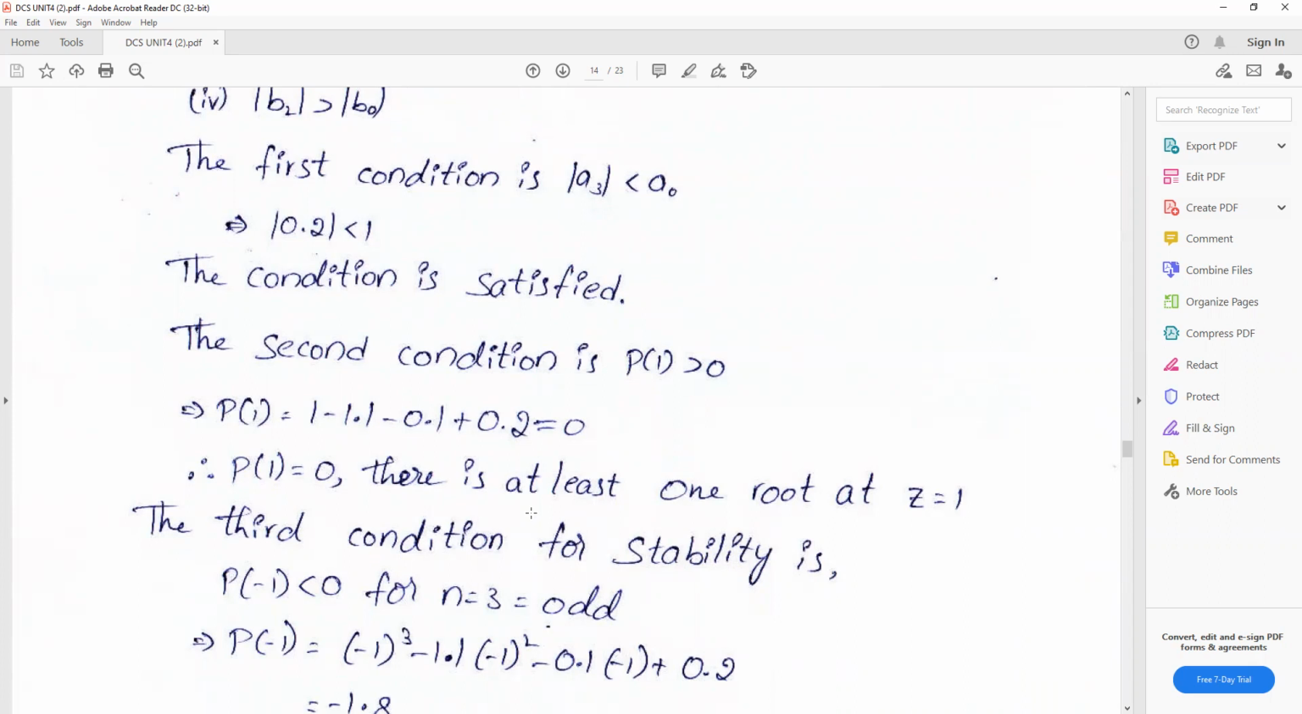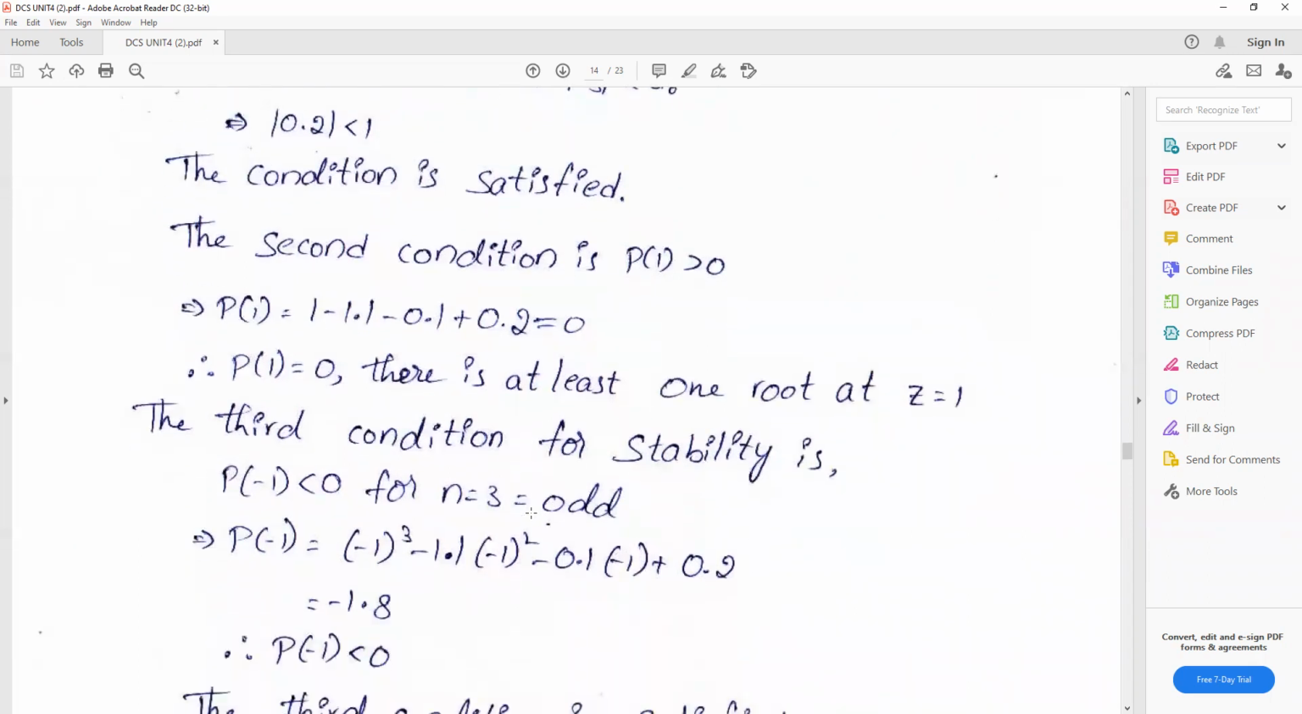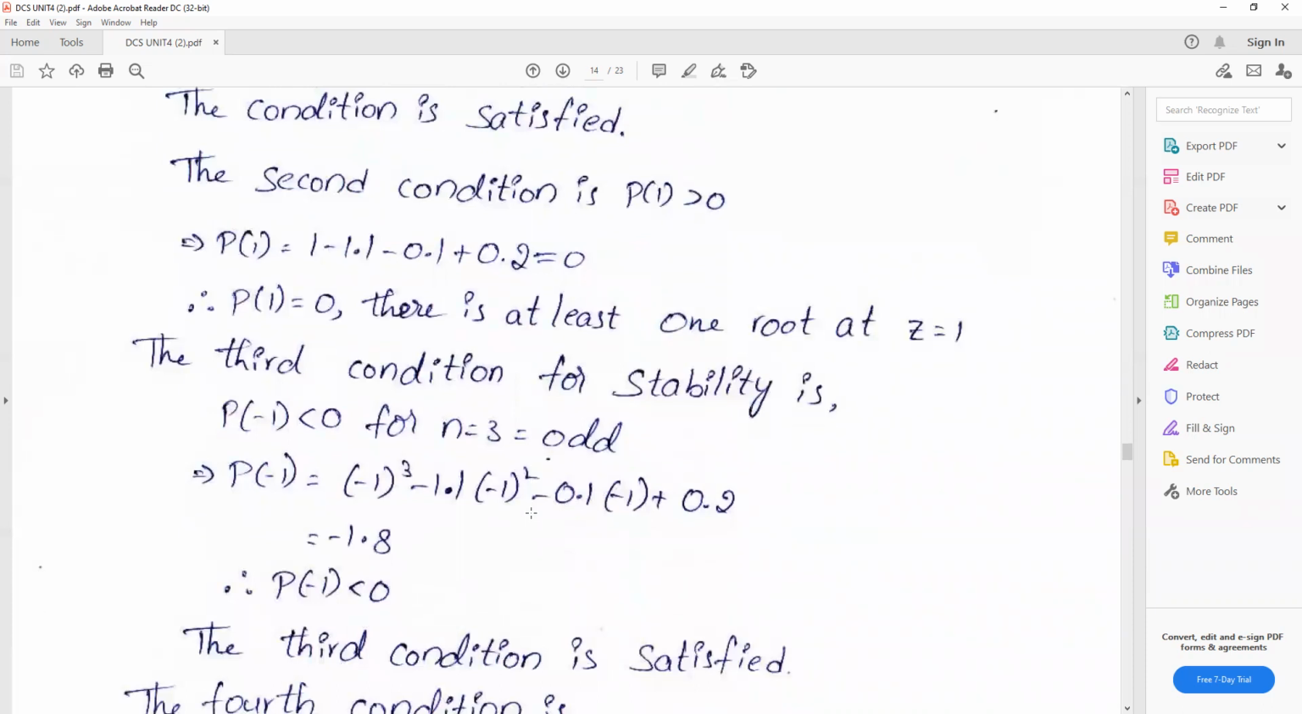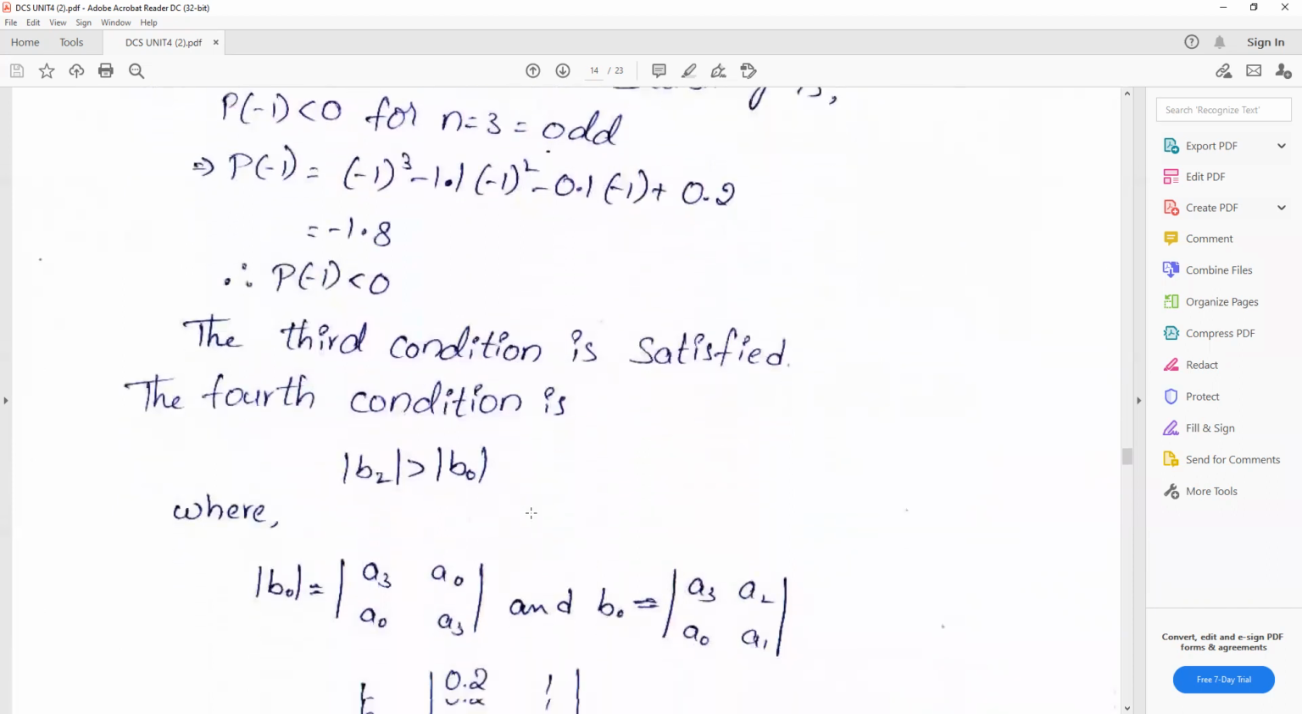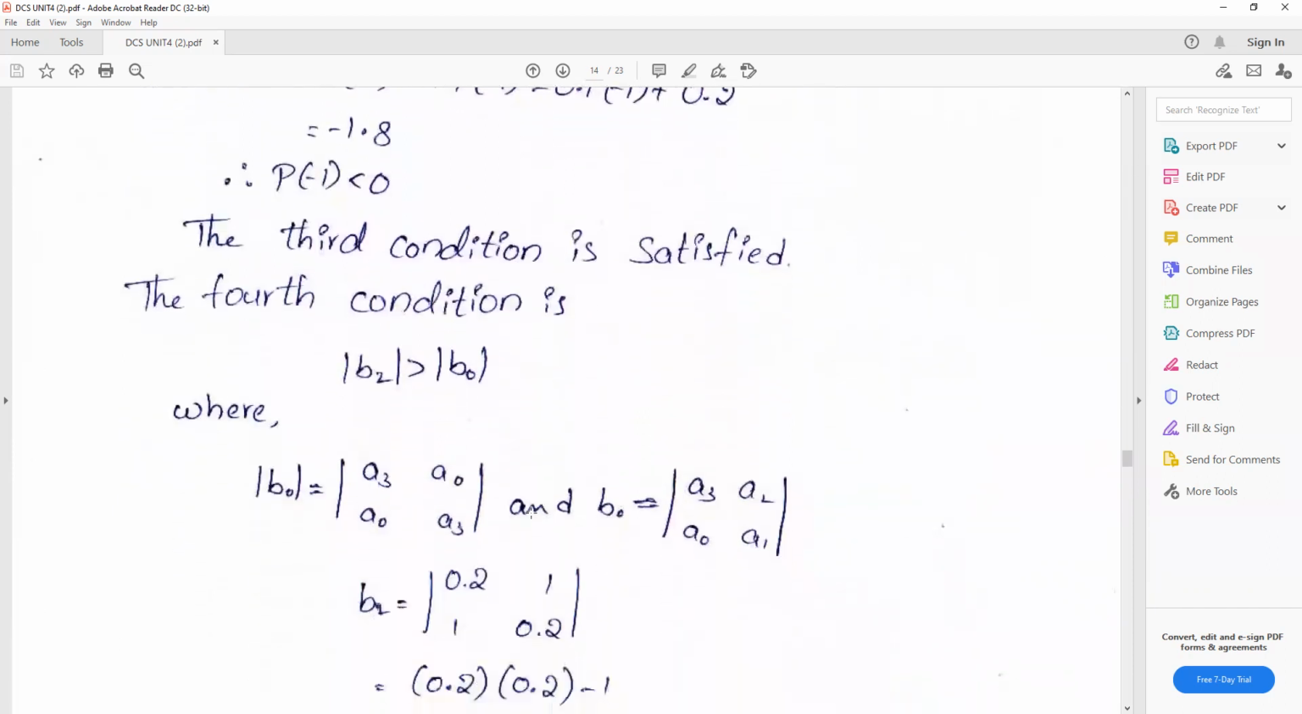Next, go to the third condition: P of minus 1 is less than 0 for n equal to an odd number. The highest power we have is Z power 3, and 3 is an odd number. So P of minus 1 is less than 0, and the third condition is satisfied.